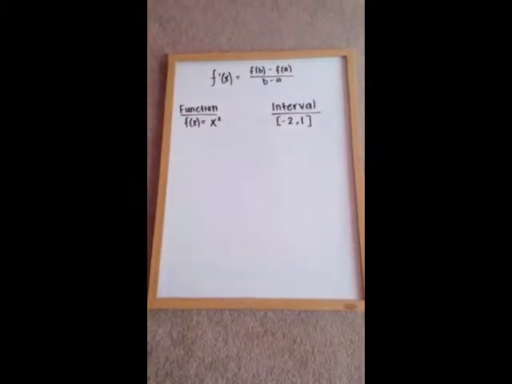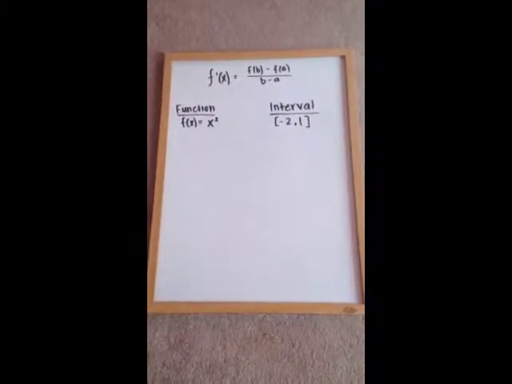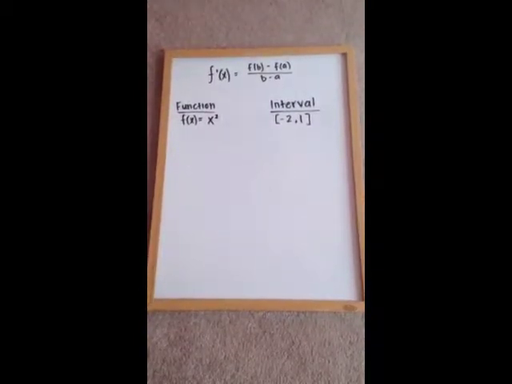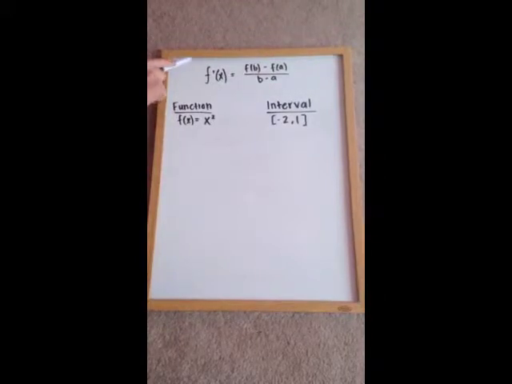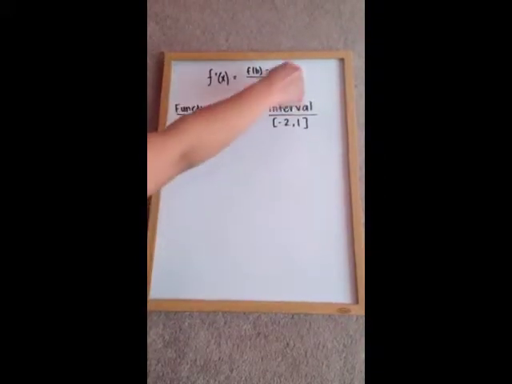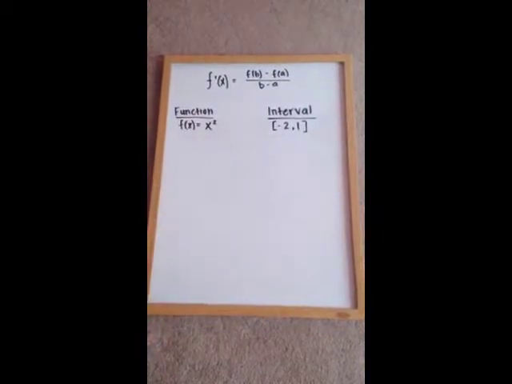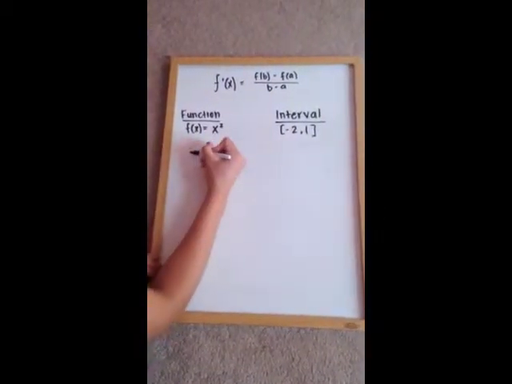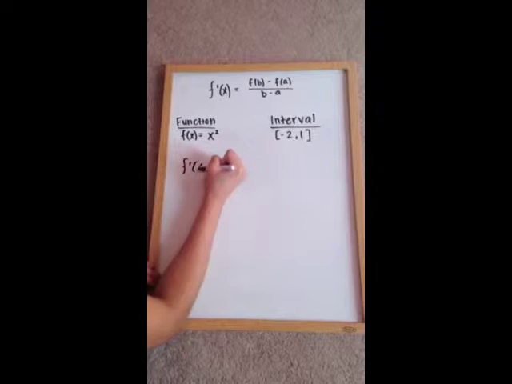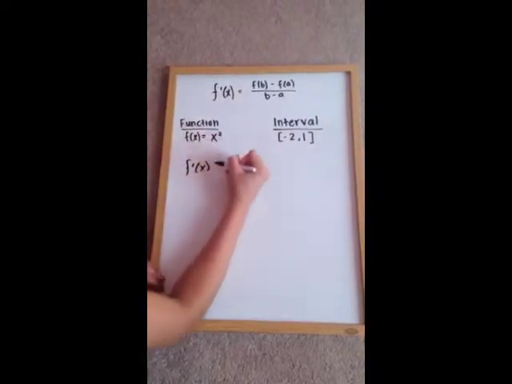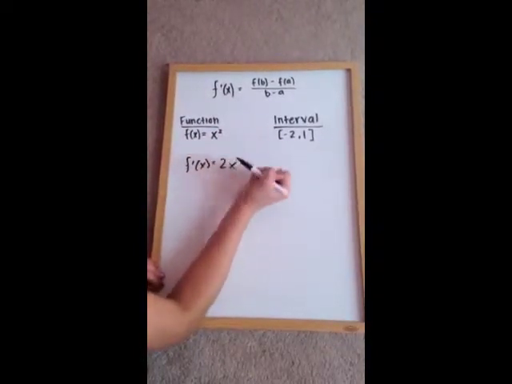Here we are determining whether the mean value theorem can be applied to f on the indicated interval. This is the formula that we're going to plug into at the end, and this is our function and this is our interval. So first, we're going to take the derivative of the function. So 2 comes in front, so it's 2x.